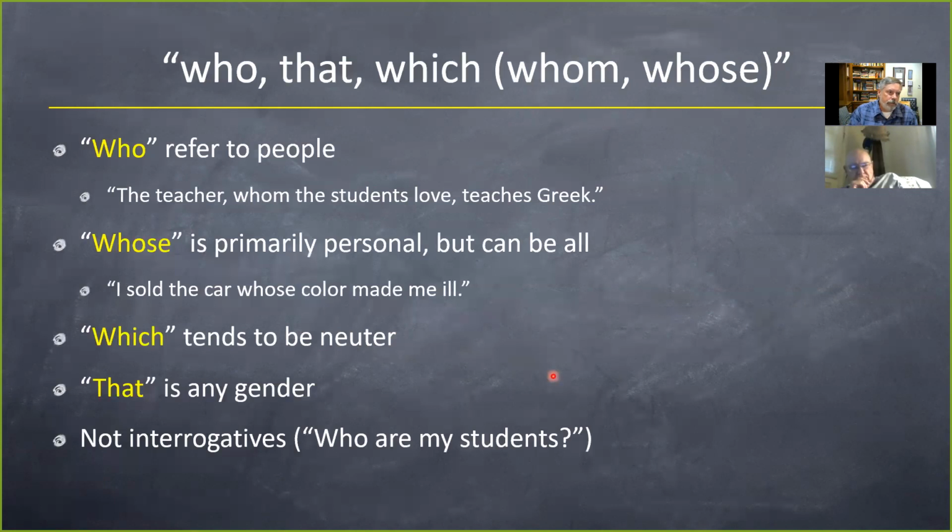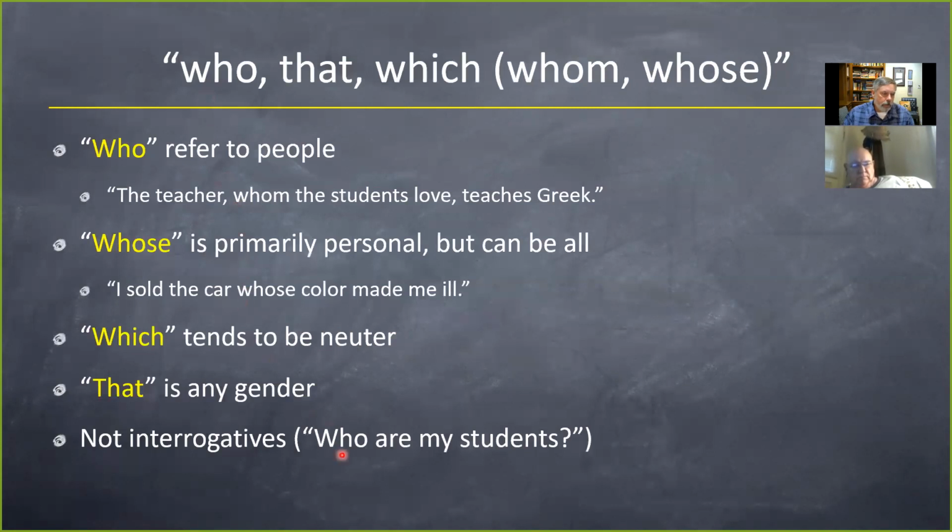Which tends to be used in the neuter, and that can be any gender, nominative, or excuse me, masculine, neuter, or feminine. So what they're trying to point out here is that who, for example, is not interrogating, or it's not asking a question. So it's not who are my students.